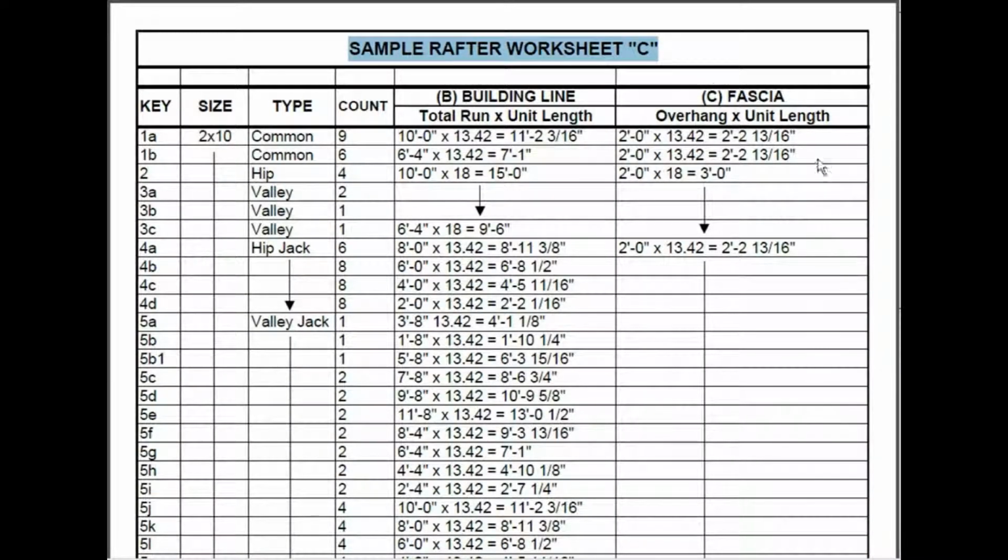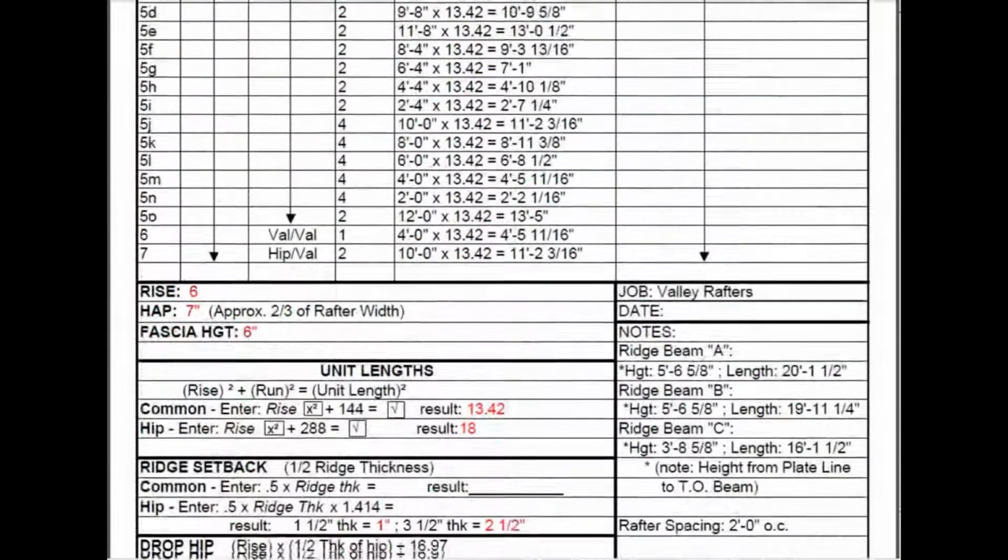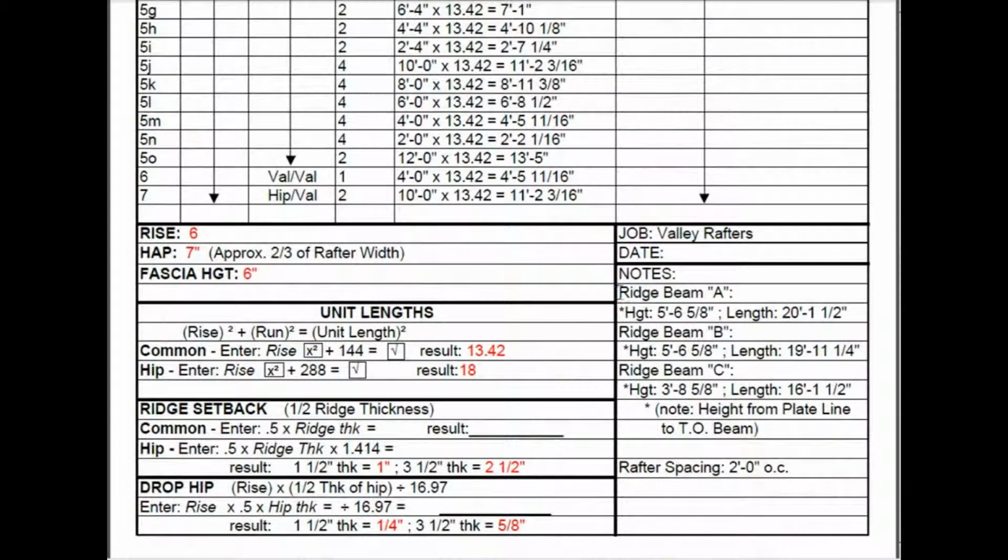And now we're just going to input this onto our rafter worksheet. There's ridge beam A. The height is 5'6 5/8". And as a reminder, that's the height from the plate line to the top of the ridge beam. And the length, as we mentioned, was 20 feet 1 1/2 inches.